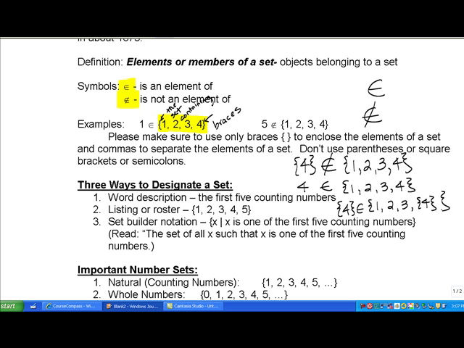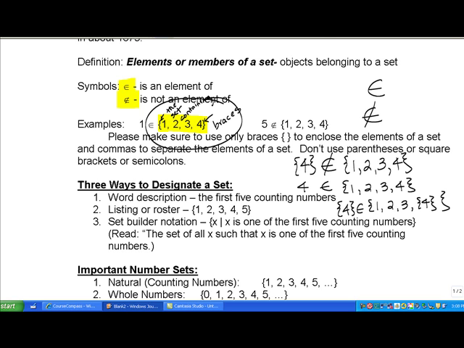First of all, we can use what is called a word description, where we just describe it in words, the first 5 counting numbers. The second way is the way I listed the set up here. It's called a listing or a roster. We simply use braces to indicate we have a set, and we list the elements in that set. The third type of notation is more or less a combination of the first 2. It's called set builder notation.